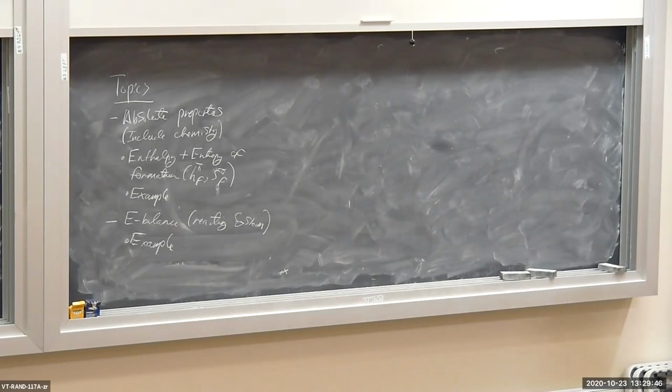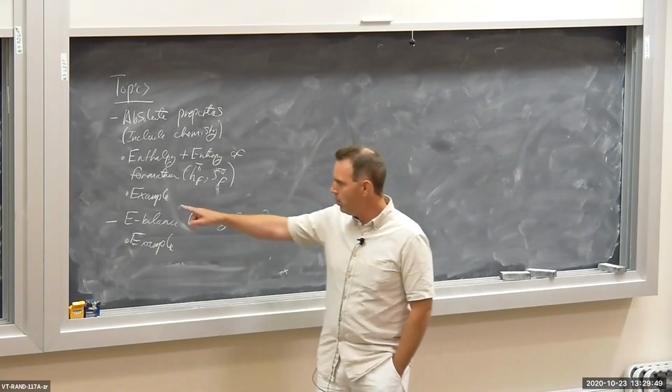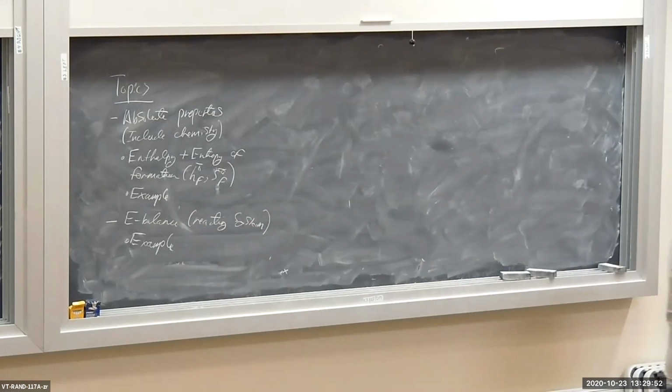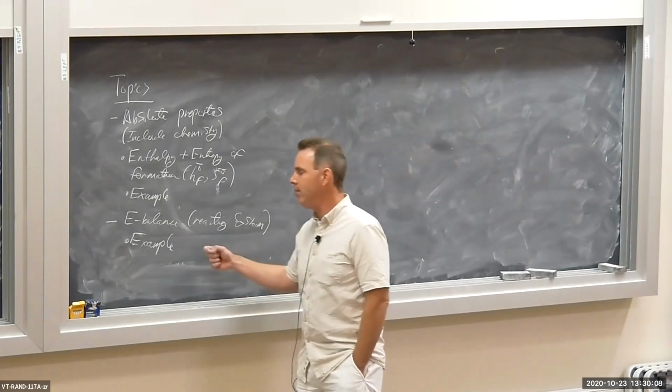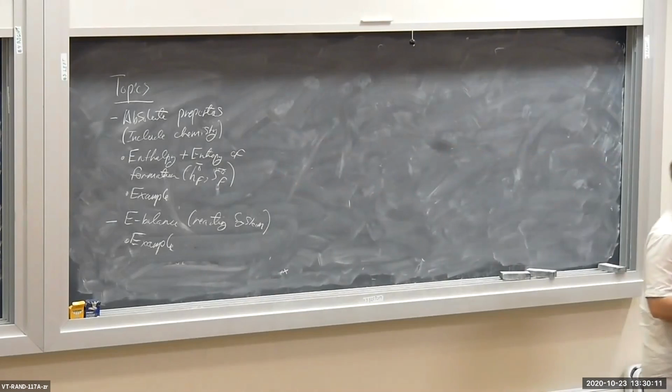So we're going to talk about enthalpy and entropy of formation. We'll do an example, as I said, calculating the absolute enthalpy and entropy of a gas, which includes the effects of chemistry. And then we'll use what we've learned to apply an energy balance to a reacting system, a system involving combustion, and we'll calculate the heat transfer or the heat released due to the burning of a hydrocarbon fuel. We're going to do propane, for example. Okay? That's the plan for today.